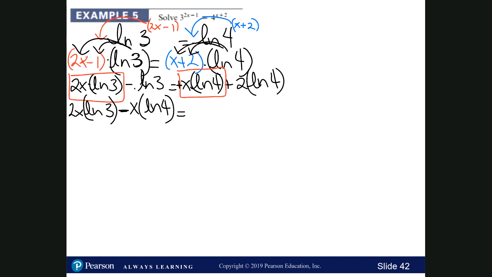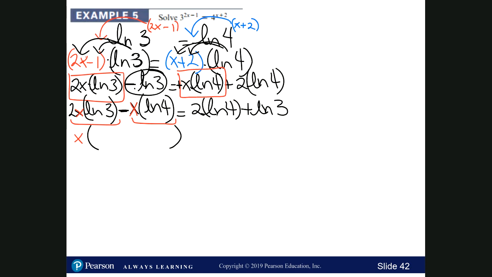Now here on the right side, I still have 2 natural log 4. And I'm going to take this negative natural log 3 to the right side, so we'll be adding. And the reason I did that is so that I can factor x out of those two terms. This is one term, this is the second term. Both of them contain the factor x, so I can factor that out.